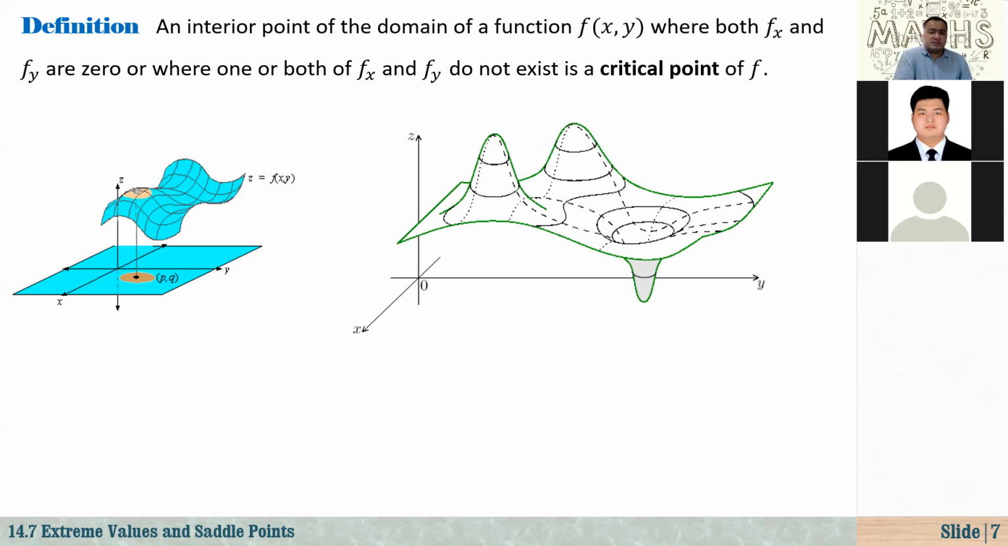Okay, and here are some examples in the graph. Here, P and Q are critical points because both derivatives are equal to zero. And also here we have some critical points at the top, which give us a local maximum or local minimum.